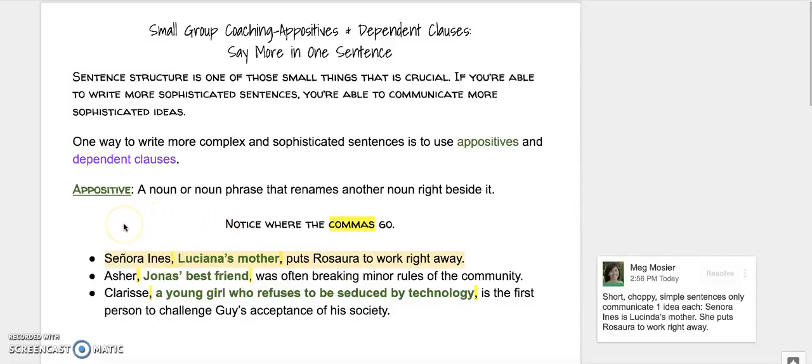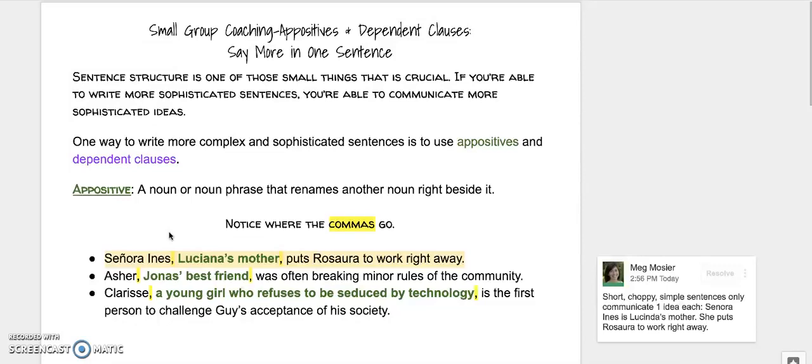So let's take a look at the first example. Señora Inés, Luciana's mother, puts Rosara to work right away. You can even hear in my tone of voice how I read that, it was like a little side comment where I'm just quickly explaining who Señora Inés is.